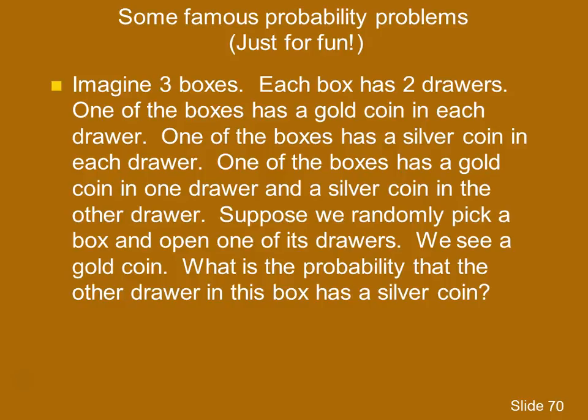Imagine 3 boxes. Each box has 2 drawers. One of the boxes has a gold coin in each drawer. One of the boxes has a silver coin in each drawer. One of the boxes has a gold coin in one of the drawers and a silver coin in the other. We randomly pick a box and we open one of its drawers. We see a gold coin. What's the probability that the other drawer in this box has a silver coin? I believe this is referred to as Bertrand's box paradox, named for, I assume, somebody called Bertrand.